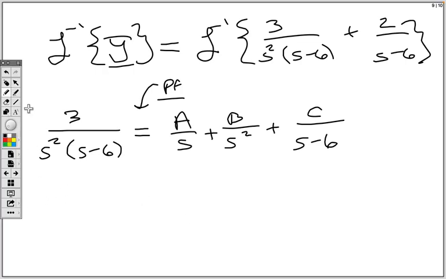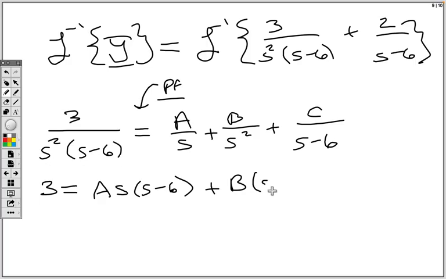And then we could Heaviside some of these away if you watched the Heaviside video. If not, we can always clear denominators, multiply both sides by that denominator. We'd have A times s squared times s minus 6. The s would cancel. We'll be left with A times s minus 6, plus B times s squared would cancel, plus C times s minus 6 would cancel.